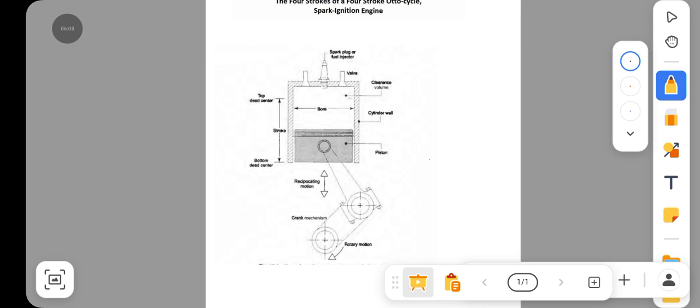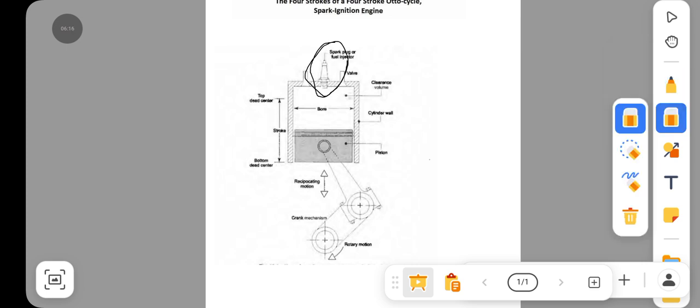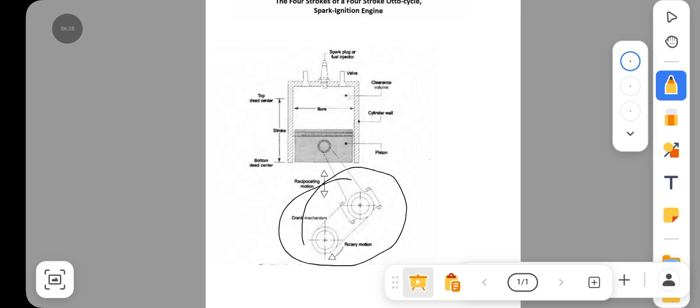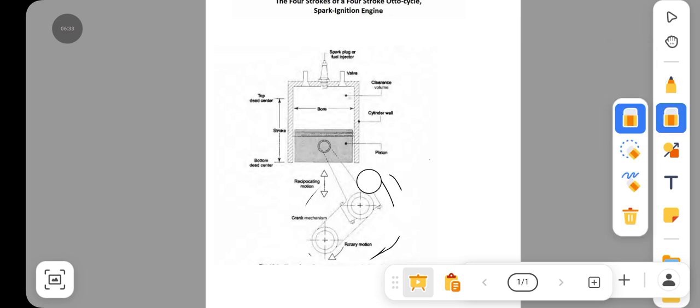We also have our spark plug, which creates the spark and causes heat addition in the engine. Then we have our crank mechanism, that is our crankshaft and our connecting rod, which is the entire point of our combustion engine, to make sure that it is rotating steadily.